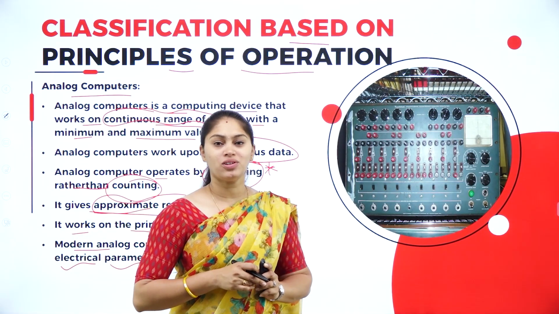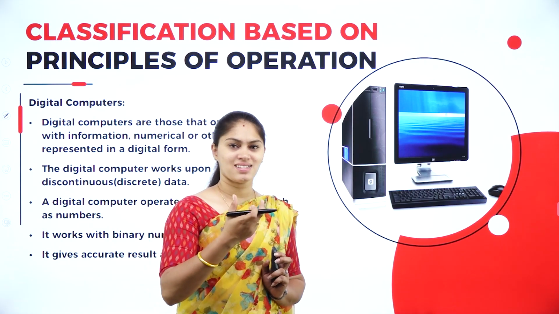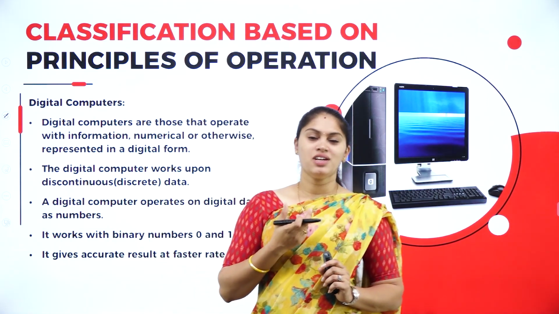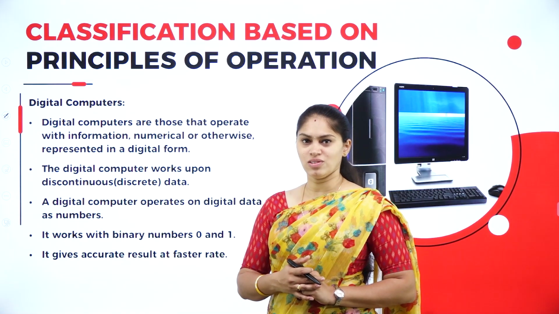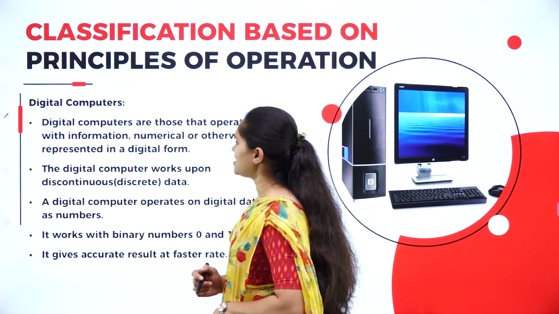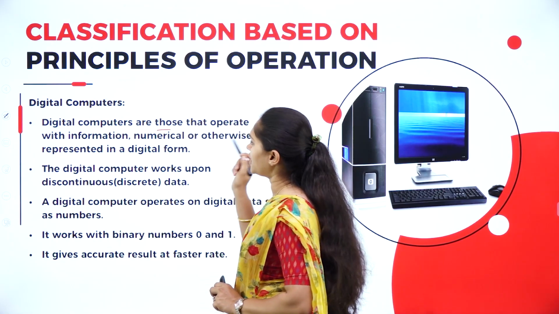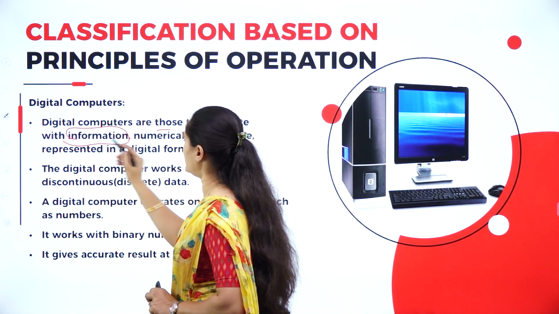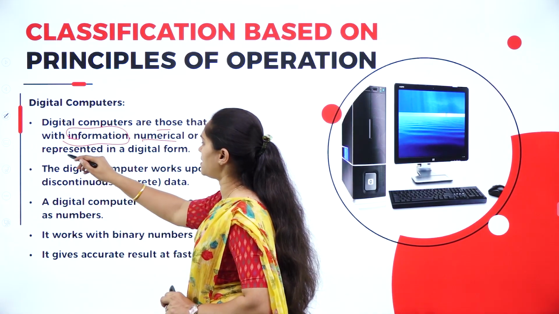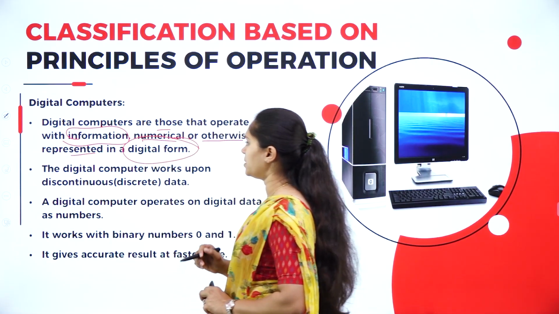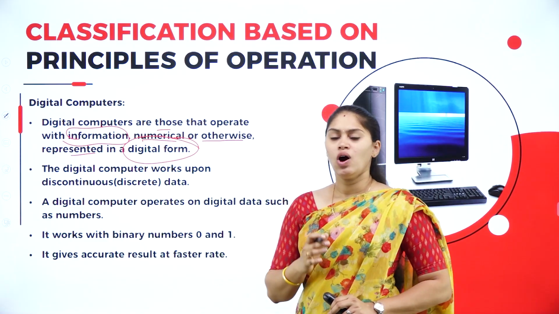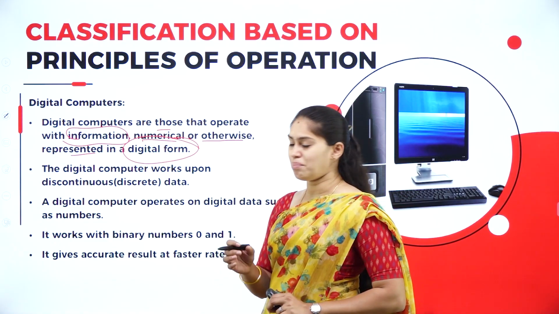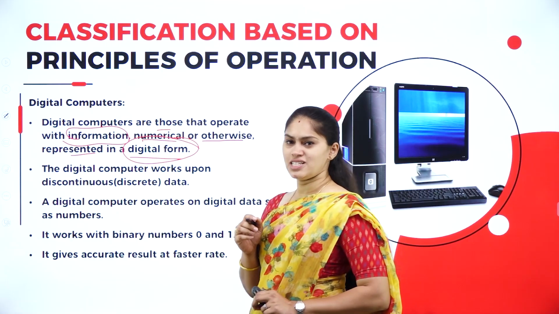Then what about this digital computer? As the name indicates, digital in nature, so it is going to work based on digits. What kind of digit is it going to use? We'll see now. Digital computers are those that operate with information, numerical or otherwise, represented in a digital form. Whatever the information could be, numeric, digit or whatever it is, it is going to be represented in digital form.